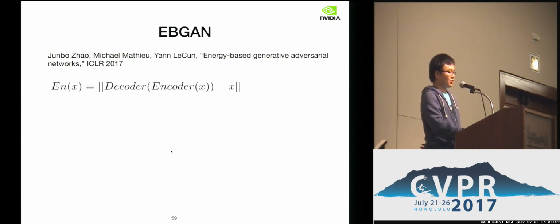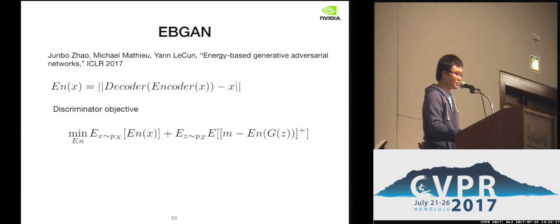So this is the objective function. The energy is given by the reconstruction loss: apply the encoder, decoder, and then subtract the input image. The objective of the discriminator is to have a low energy for a real image and a high energy for a sample coming from the generator.